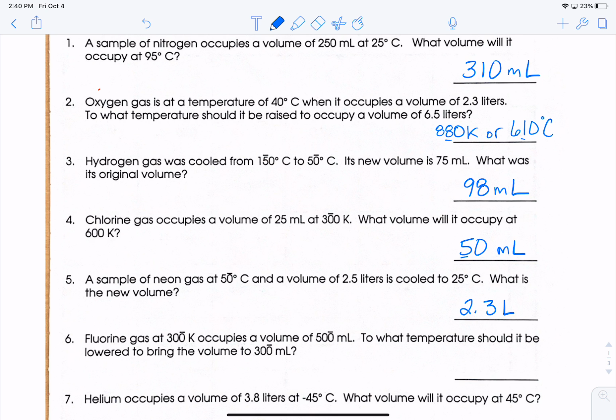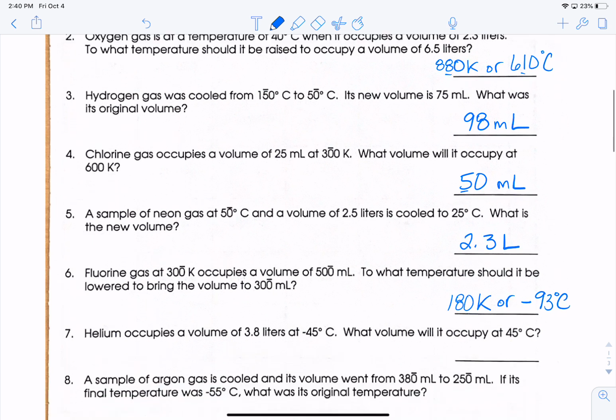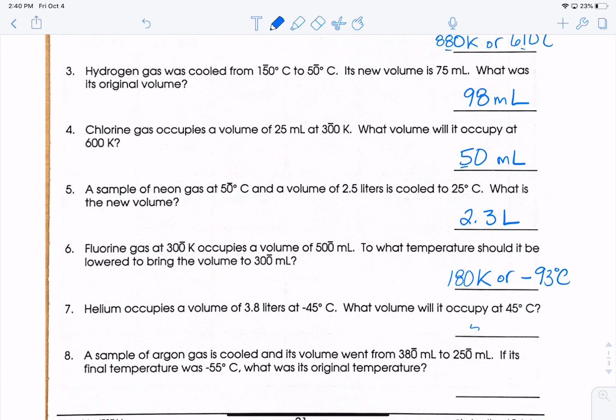2.3 liters. This one's 180 K or negative 93 degrees Celsius. Then you have 5.3 liters. And last you got 331 K, or if you converted it back to Celsius, it's 58 degrees Celsius. Questions? Yes.